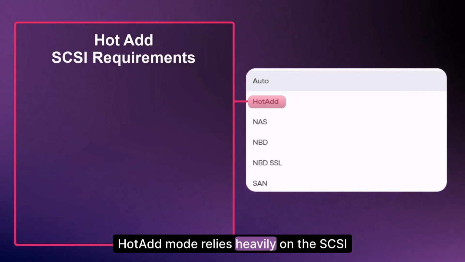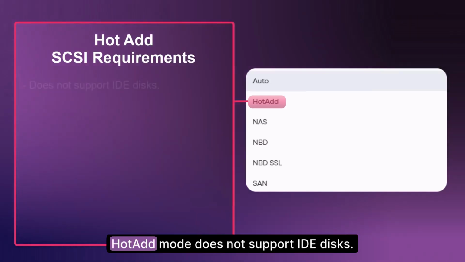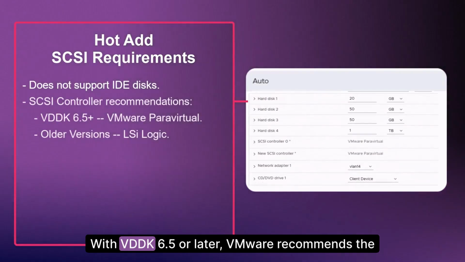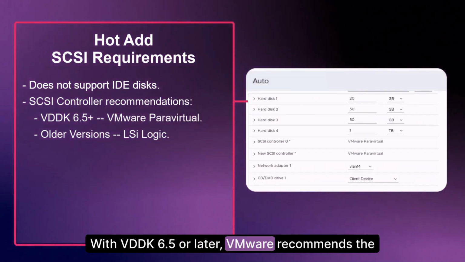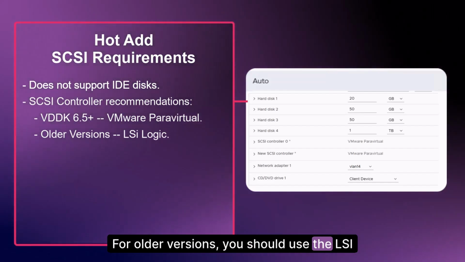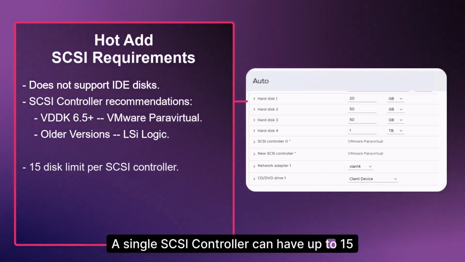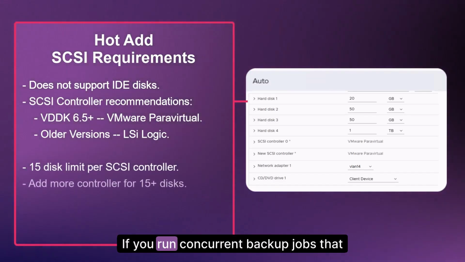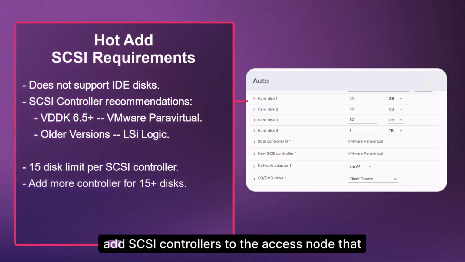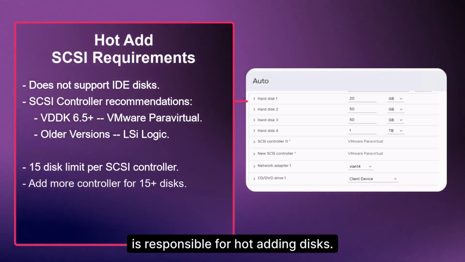HotAdd mode relies heavily on the SCSI protocol, which comes with its own requirements. HotAdd mode does not support IDE disks. With VDDK 6.5 or later, VMware recommends the Paravirtual SCSI controller. For older versions, you should use the LSI controller. A single SCSI controller can have up to 15 disks attached. If you run concurrent backup jobs that include more than 15 disks, you might need to add SCSI controllers to the access node that is responsible for hot-adding disks.